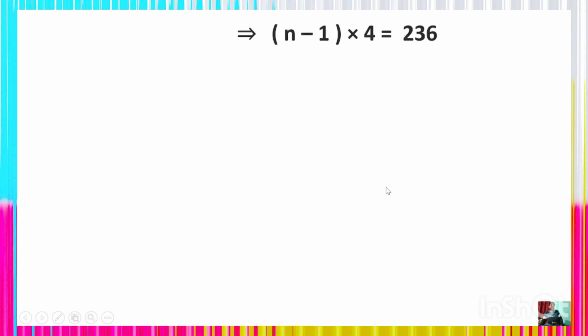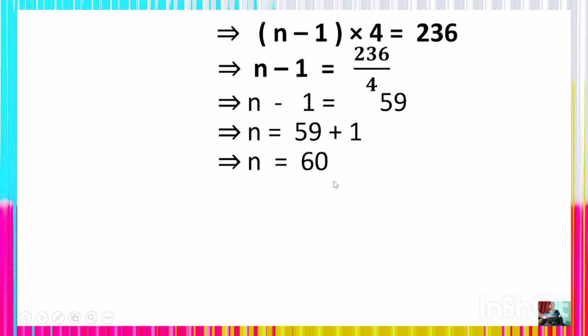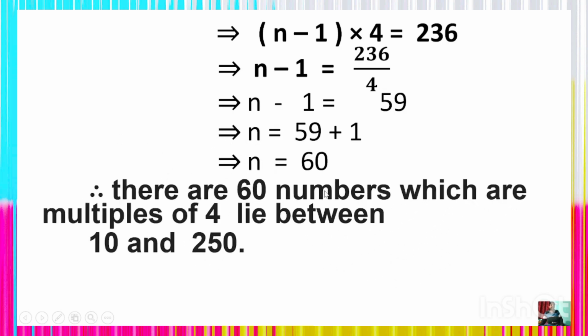Understand? Thus (n minus 1) into 4 is 236, and n minus 1 is equal to 236 by 4, which is 59. Thus n is equal to 59 plus 1, which is 60. Thus there are 60 numbers which are multiples of 4 lying between 10 and 250.